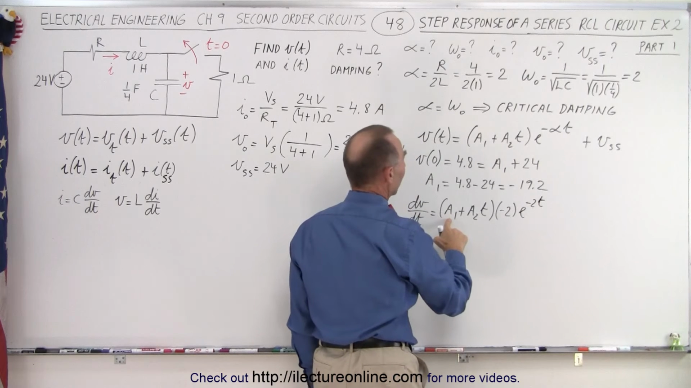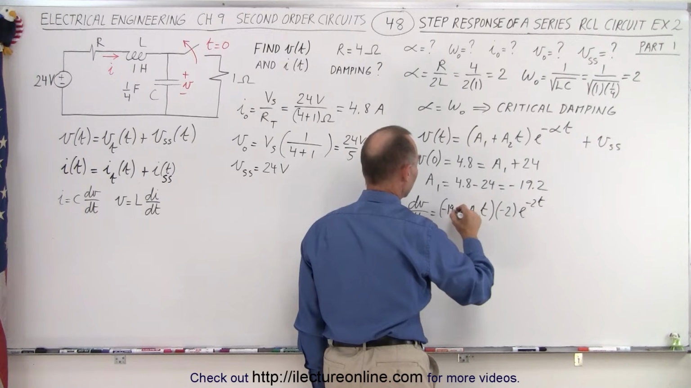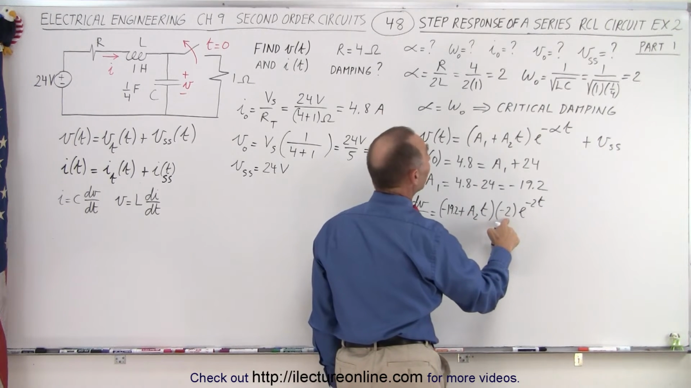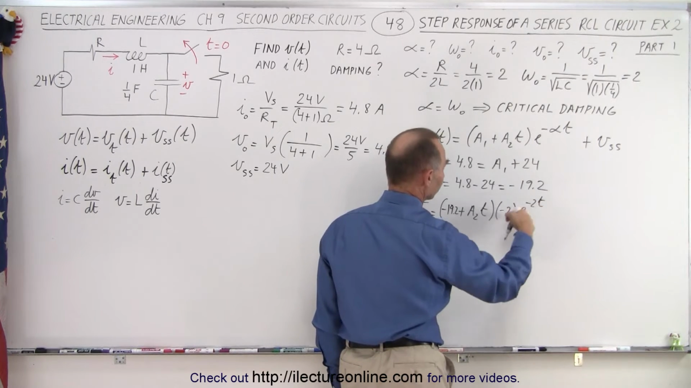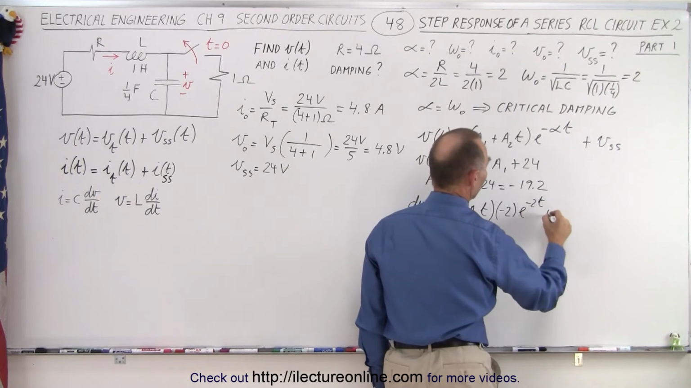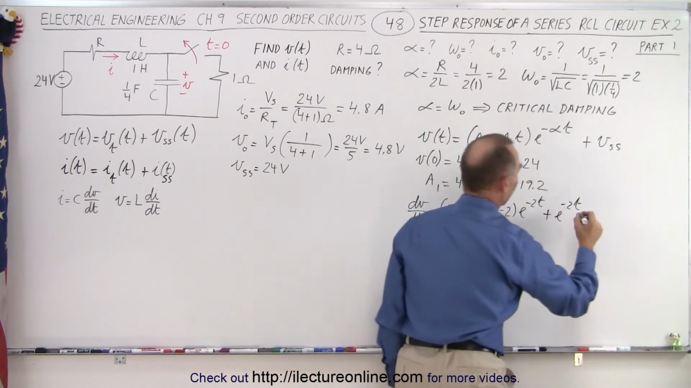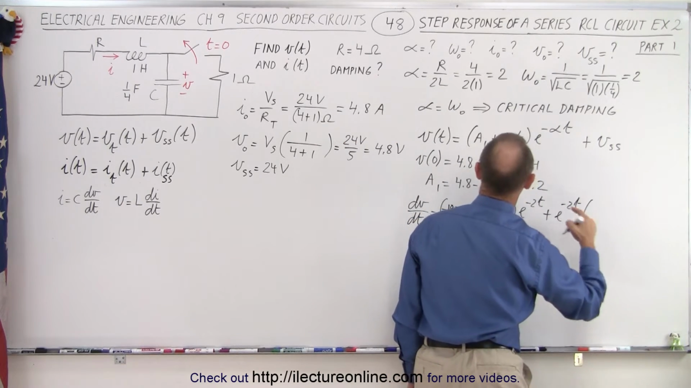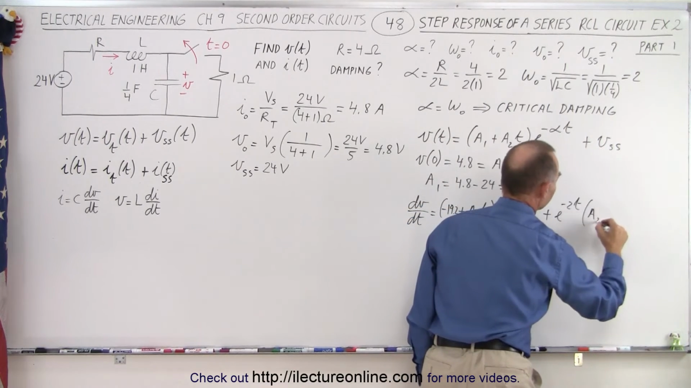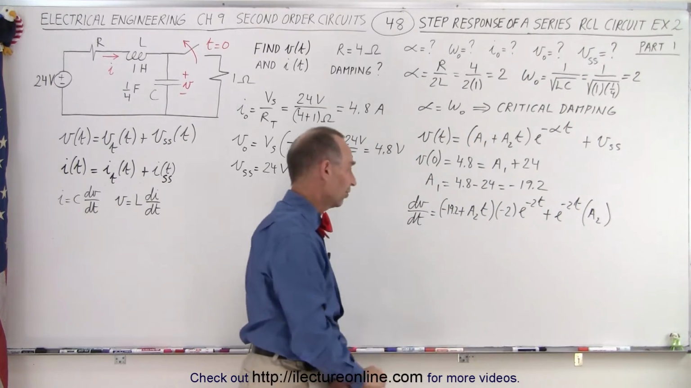And of course, I can replace A1 by minus 19.2 already. That makes things a little bit easier, 19.2. So that's A1. A2 is unknown. We have the negative alpha here, because we have to bring it down when we take the derivative, and we have e to the minus alpha t, plus the second, e to the minus 2t, times the derivative of the first. The derivative of A1 is 0, and the derivative of A2 t is simply A2. Of course, the derivative of the steady state voltage 24 is equal to 0 as well.